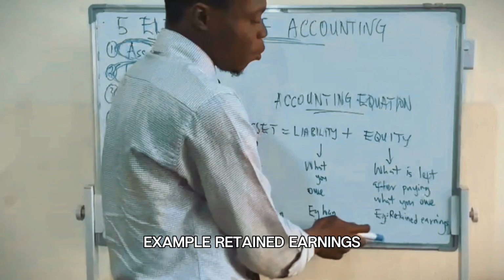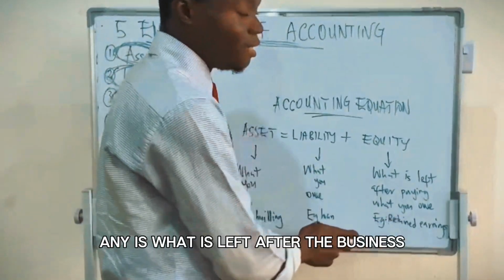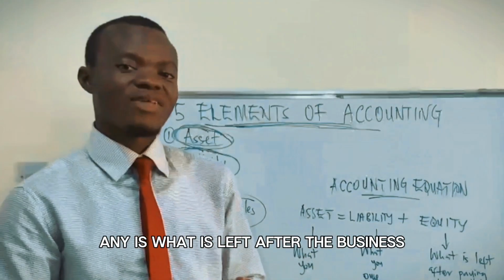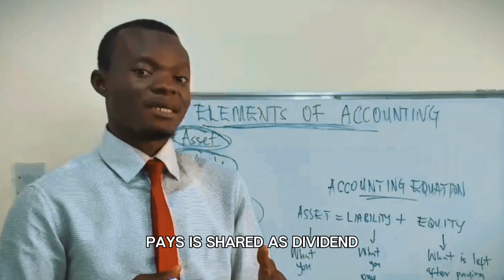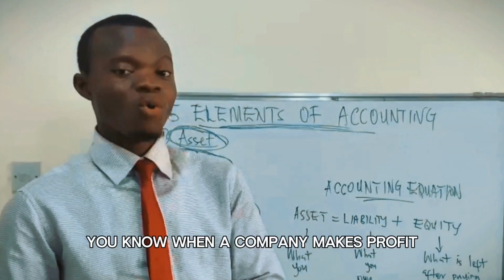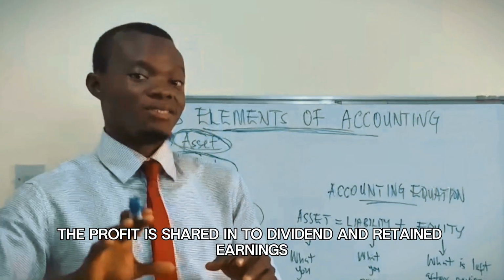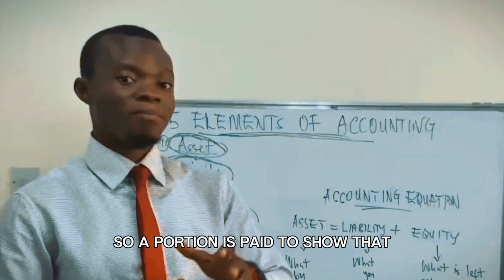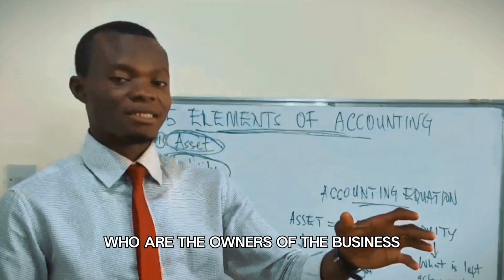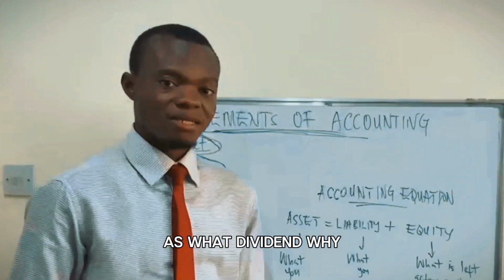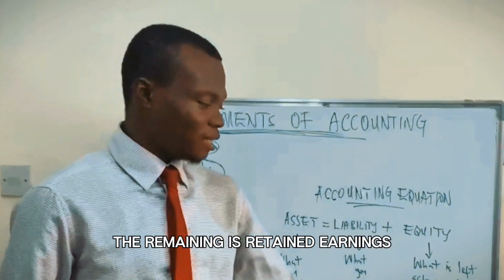Example, retained earnings. What are retained earnings? Retained earnings is what is left after the business pays its shareholders dividend. You know, when a company makes profit, the profit is shared into dividend and retained earnings. So a portion is paid to shareholders, who are the owners of the business, as what? Dividend, while the remaining is retained earnings.